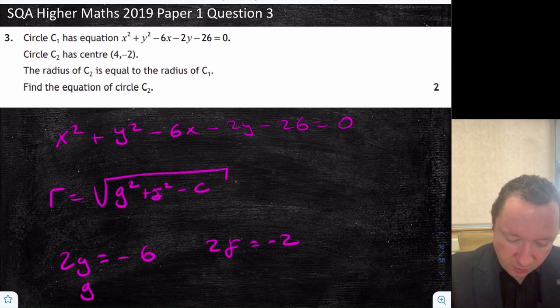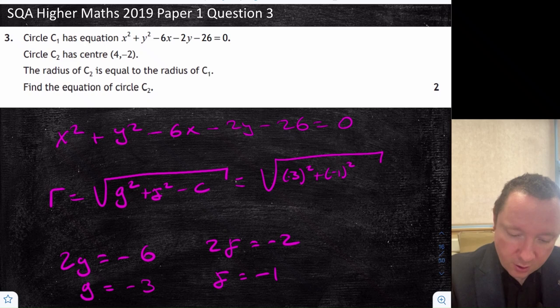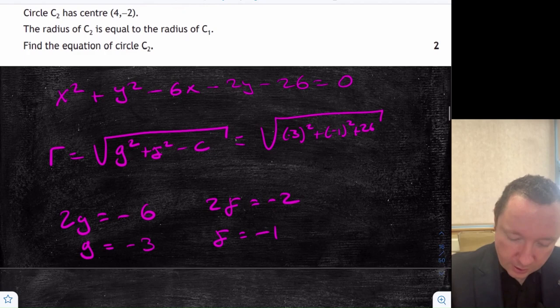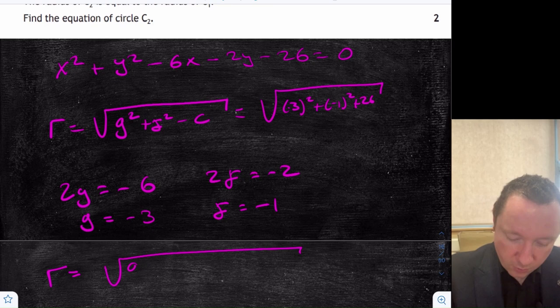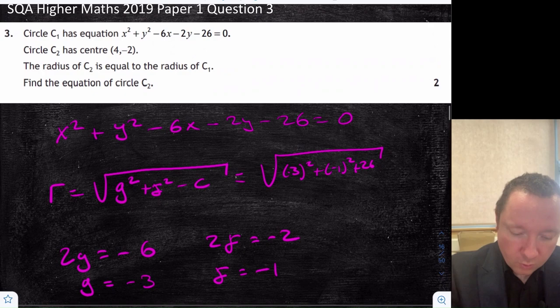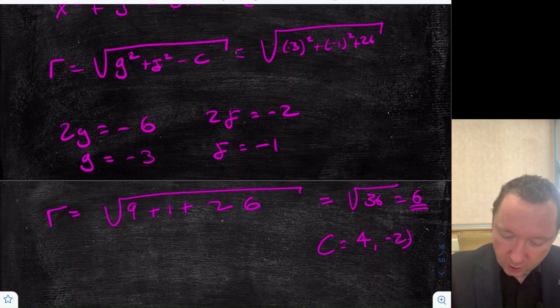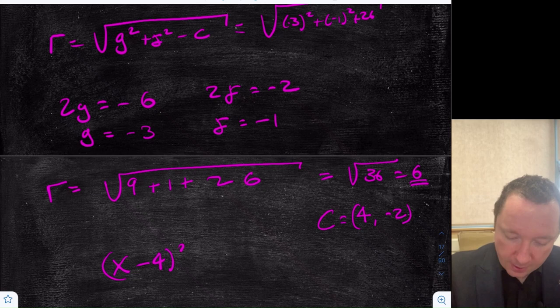So my radius is equal to the square root of (-3)² + (-1)² take away c, but it's a minus already, so plus 26. So my radius is equal to the square root of 9 + 1 + 26. That's the square root of 36, which is equal to 6. So we've got our radius, and we know the circle centre is (4, -2). So the equation of C2 must equal (x - 4)² + (y + 2)² = 36.